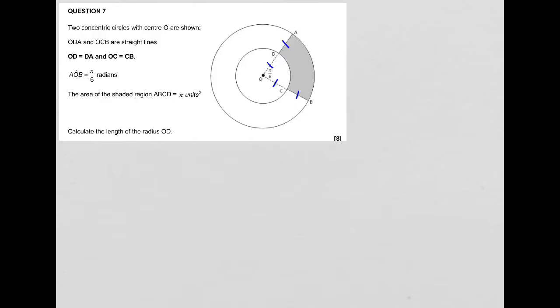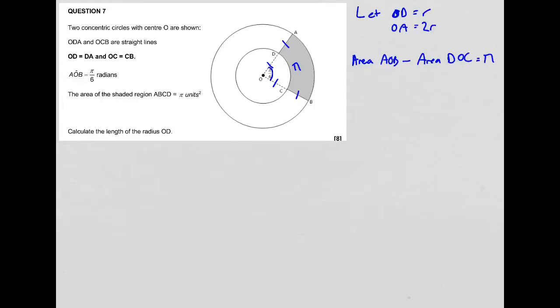Right, the angle AOB is given as pi over 6 radians, and the area of the shaded region is equal to pi. Okay, so the first thing to do with a question like this, it's good to assign a variable to what we're looking for. So let OD equal r, and that would mean that OA equals 2r. Now, the other thing that we know is that the area of sector AOB minus the area of sector DOC must equal pi.